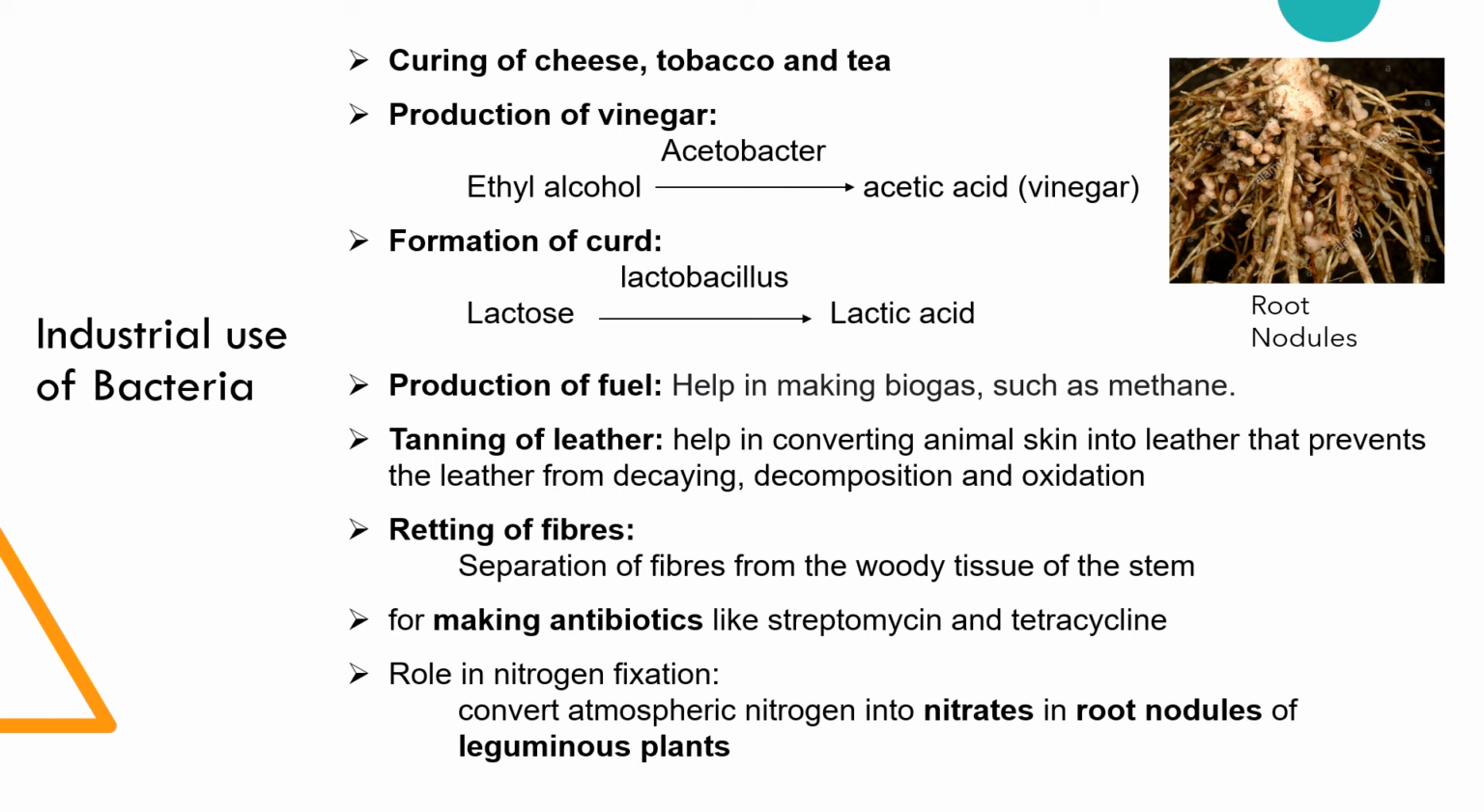Bacteria are used for making antibiotics like streptomycin and tetracycline. It also has a role in nitrogen fixation. Certain bacteria present in root nodules of leguminous plants convert nitrogen of air into nitrates that can be utilized by the plants for their growth. Plants cannot use the atmospheric nitrogen. The root nodules are shown in the diagram.